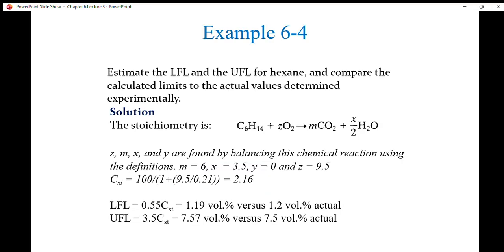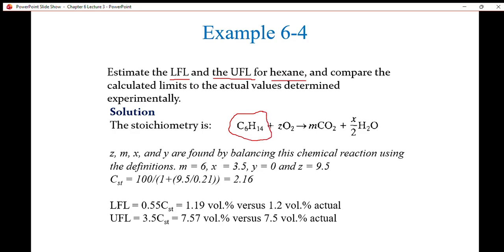We're going to look now at this exercise, a straightforward application for the formulas that we have seen. You need to calculate or estimate the lower flammability limit and the upper flammability limit for hexane and compare the calculated limit to the actual values. So you have hexane, and you know that hexane is C6H14.